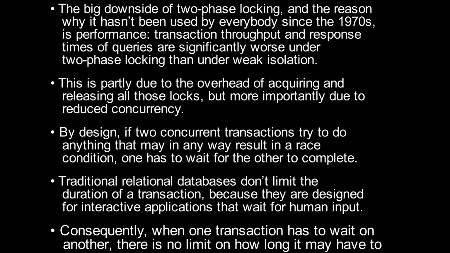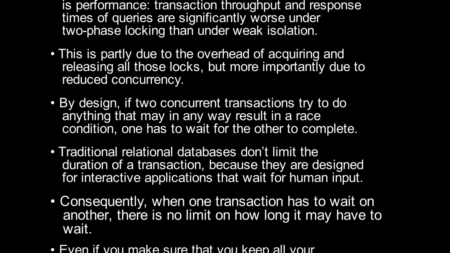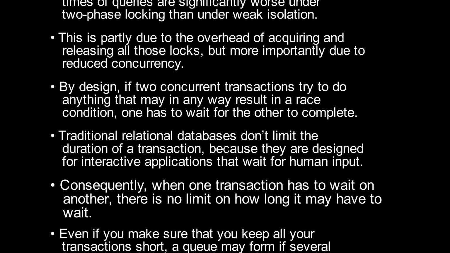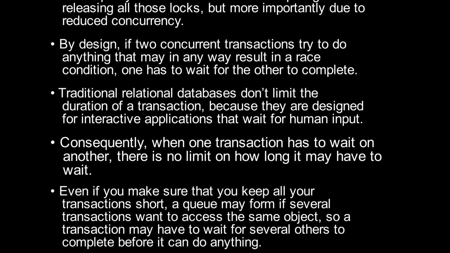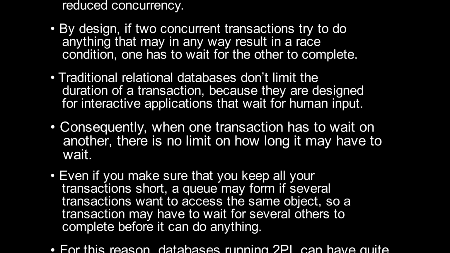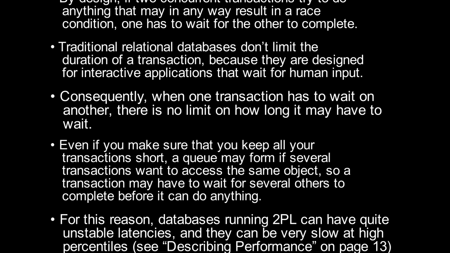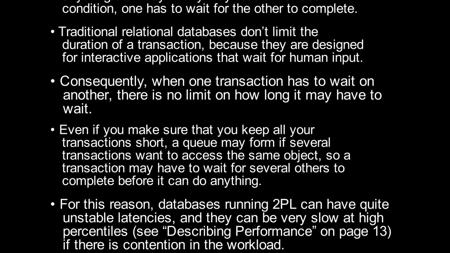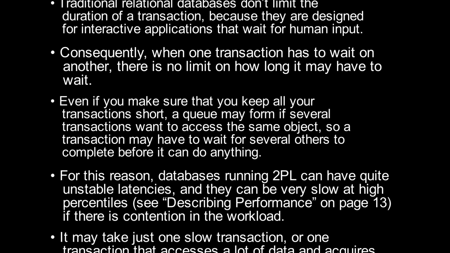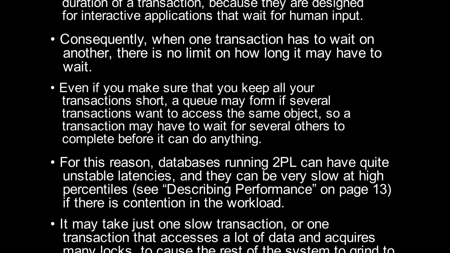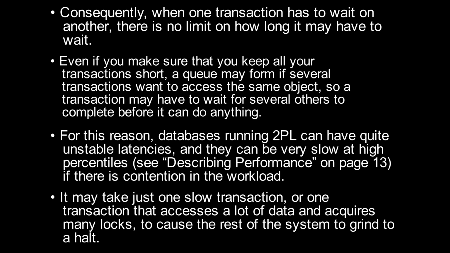Traditional relational databases don't limit the duration of a transaction, because they are designed for interactive applications that wait for human input. Consequently, when one transaction has to wait on another, there is no limit on how long it may have to wait. Even if you make sure that you keep all your transactions short, a queue may form if several transactions want to access the same object, so a transaction may have to wait for several others to complete before it can do anything. For this reason, databases running 2PL can have quite unstable latencies, and they can be very slow at high percentiles. See "Describing Performance" on page 13, if there is contention in the workload.